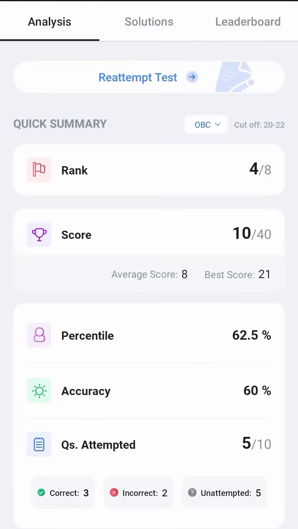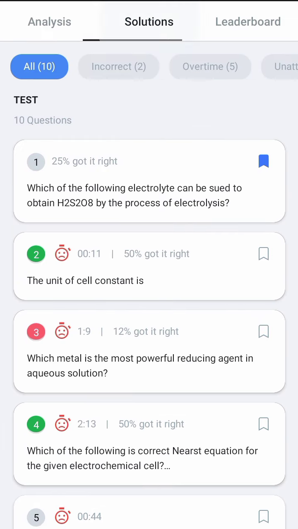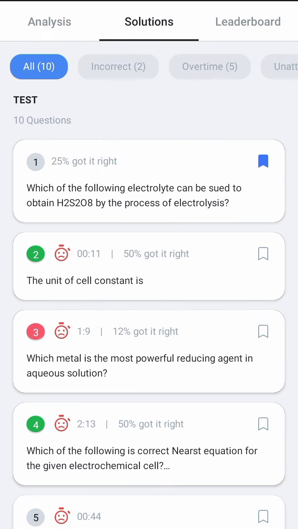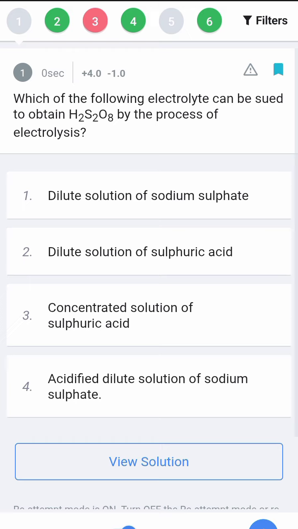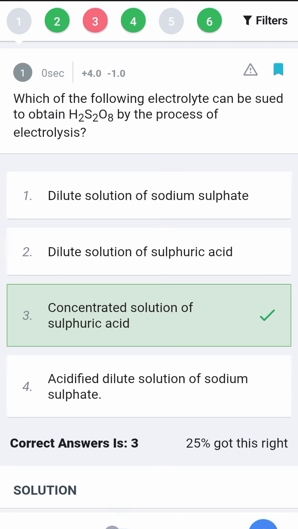So I have just been given the test of electrochemistry and I scored rank 4 out of 8, and my marks are just 10 out of 40. The reason is that I solved the questions with the wrong approach, because I solved the very lengthy question first, and I didn't get the time to solve the very easy question in the last.